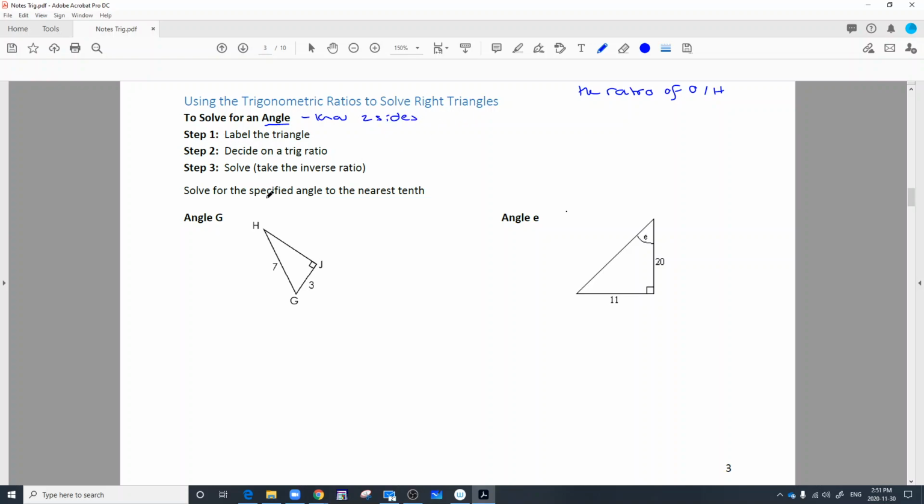Step one, we're always going to do step one. We're going to label our triangle. So looking at this first triangle, we always start by labeling the hypotenuse. The hypotenuse is always the side that's across from the right angle.